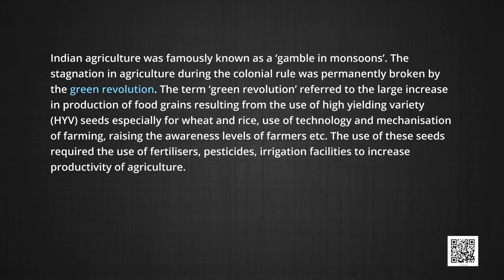The stagnation in agriculture during the colonial rule was permanently broken by the Green Revolution. The term Green Revolution referred to the large increase in production of food grains resulting from the use of high yielding variety, that is HYV seeds, especially for wheat and rice, use of better technology and mechanization of farming, raising the awareness levels of farmers, etc. The use of these seeds required the use of fertilizers, pesticides, and irrigation facilities to increase productivity of agriculture.